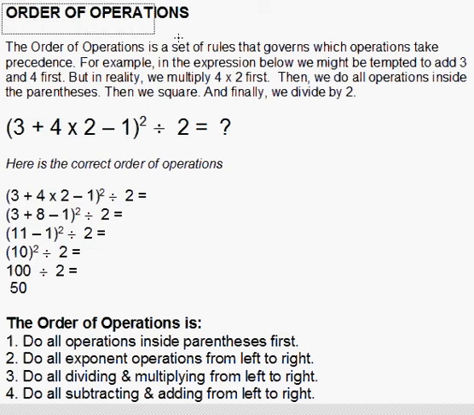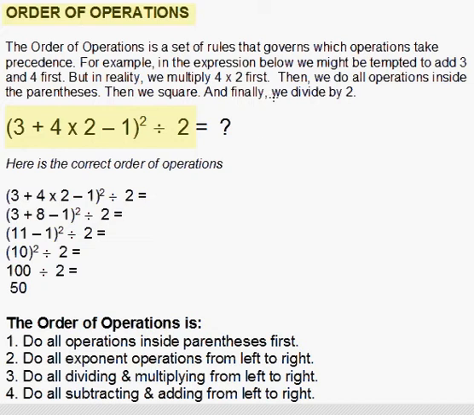The order of operations is a set of rules that governs which operations take precedence. For example, in the expression 3 plus 4 times (2 minus 1) squared divided by 2, there are a lot of ways we could evaluate that, but there's only one correct way. We're tempted to add 3 to 4 first, but that's not the way the order specifies. The order of operations says we do all operations inside parentheses first.